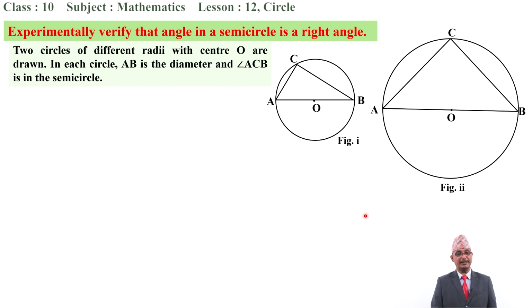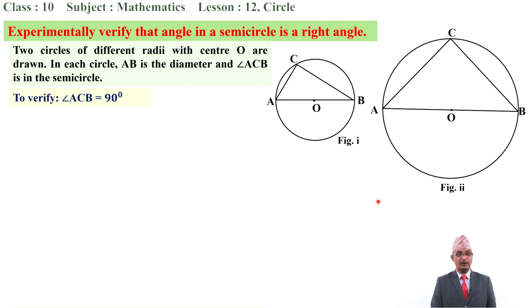Now what do we have to verify? Angle in a semicircle is a right angle. A right angle, you know, is an angle of 90 degrees. That is, we need to verify that angle ACB equals 90 degrees. To know whether angle ACB is 90 degrees or not, we have to measure angle ACB with the help of a protractor. If it is 90 degrees, then we can say yes, angle ACB is 90 degrees. If not, then we have to say no. So measure angle ACB with the help of a protractor.